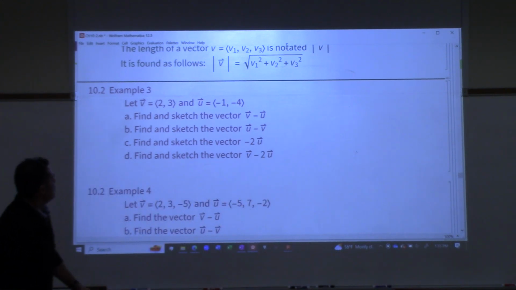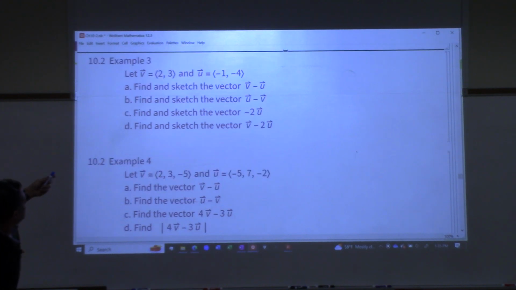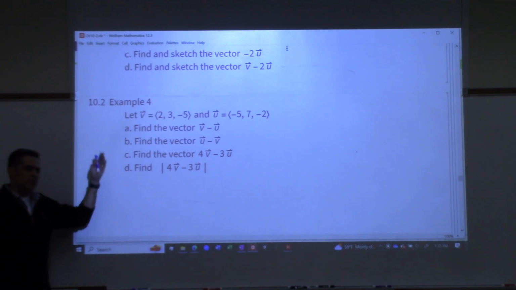All right, so this is an opportunity for us to practice. I'm going to skip the first one here. I'm going to go to example 4 because this is three-dimensional. If we can do three-dimensional, 2 should be pretty easy.